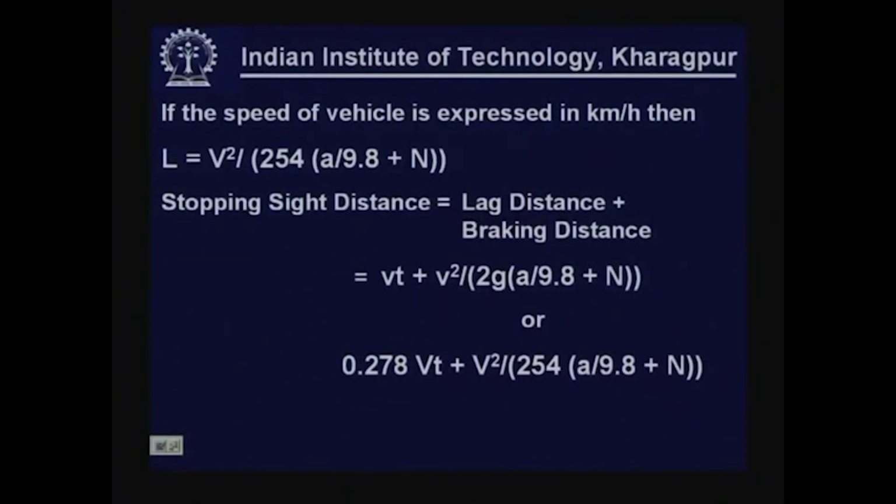Now, again if the speed is expressed in kilometer per hour, then the equation will be L equal to V square by 254 into A by 9.8, which is the value of G, plus N. So, the stopping sight distance is V into t plus V square by 2 G into A by 9.8 plus N if V is expressed in meter per second, or it will be 0.278 V into t plus V square by 254 into A by 9.8 plus N as shown here. Here V is in kilometer per hour.